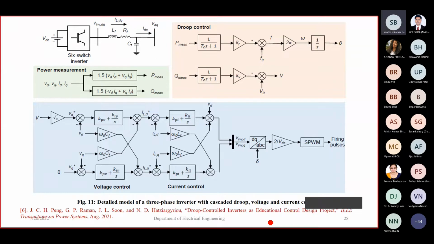Figure 11 shows the detailed model of the three-phase inverter with cascaded droop, voltage, and current control loops. I have explained all these things. This VD and VQ come from the group control, and the voltage and current control loops I have explained previously. The PWM is also common. Just by using group control, we are setting the values of the voltage and frequency. That's it. And here is the power measurement, how we can measure the power also.